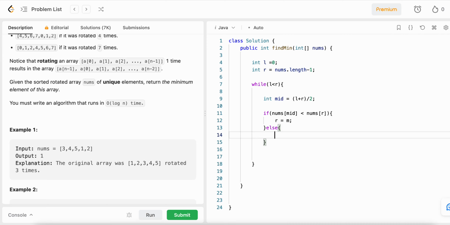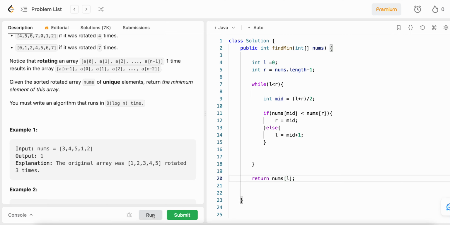Else my mid is greater, right? If my mid is greater, then I have to shift towards the right. So how can we shift towards the right side? I have to push my left towards the right, so it will be mid plus 1. After this, whatever is in our left will be our result.